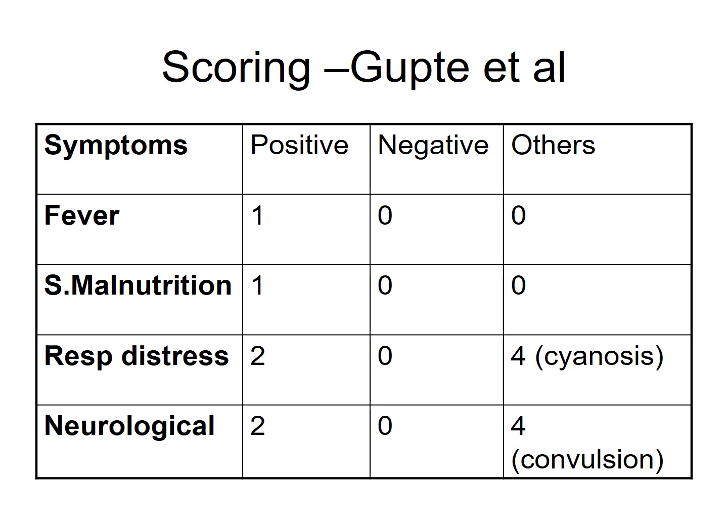Now let's see the scoring given by Gupte et al. This scoring is helpful to tell the prognosis to the parents and also to manage kerosene poisoning cases. The symptoms to be seen are fever, severe malnutrition, respiratory distress, and neurological symptoms. If fever is positive, you get score 1, severe malnutrition 1, respiratory distress 2. If there is cyanosis, you get 4. Neurological symptoms are 2, and if there is convulsion, you get 4.